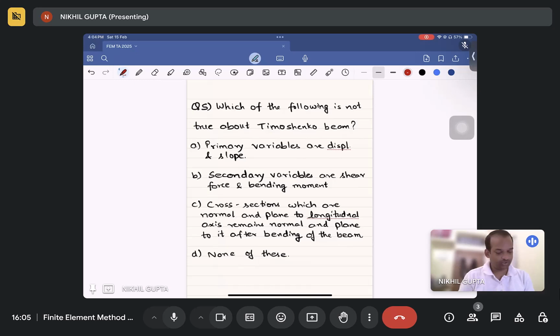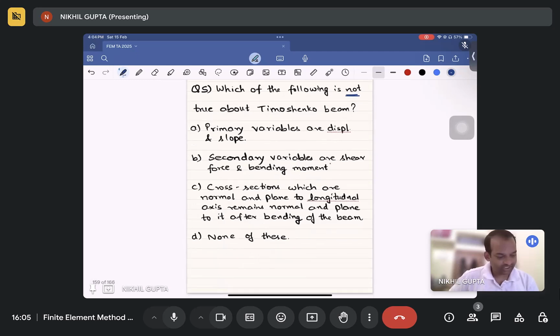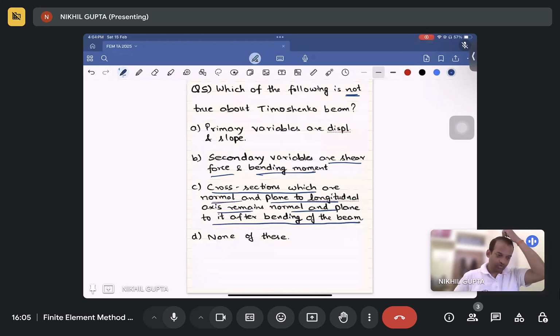So let's see question number 5. This is a simple one. Which of the following is not true about Timoshenko beam? Primary variables are displacement and slope. Secondary variables are shear force and bending moment. And cross sections which are normal and plane to longitudinal axis remain normal and plane after bending of the beam. So do you know what is the difference between the Euler-Bernoulli and the Timoshenko beam?